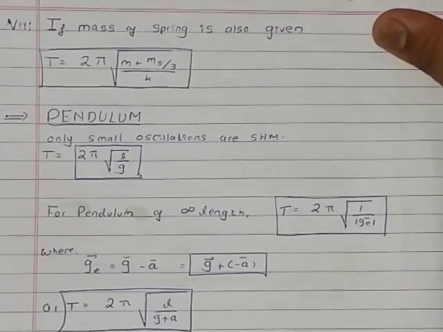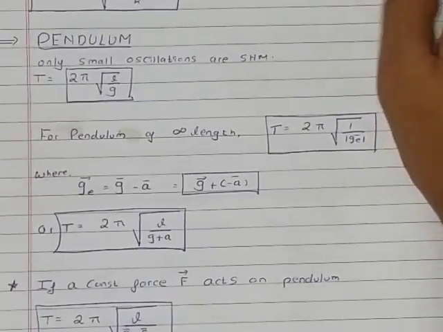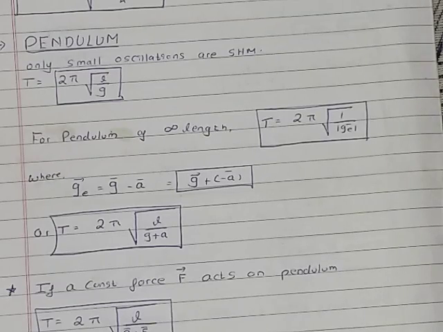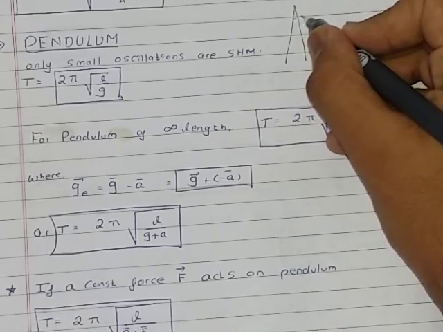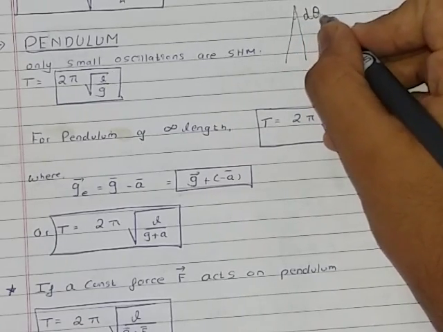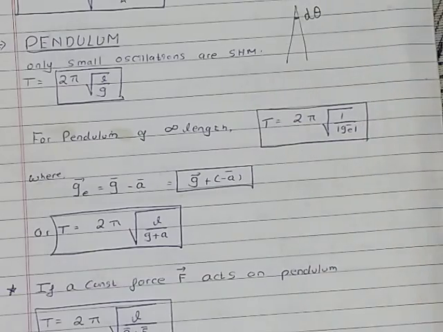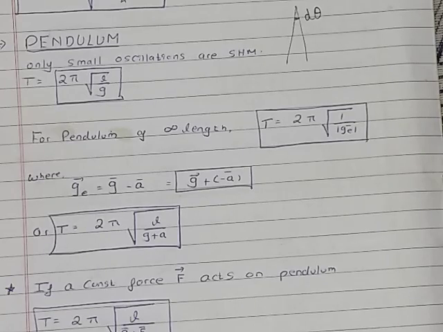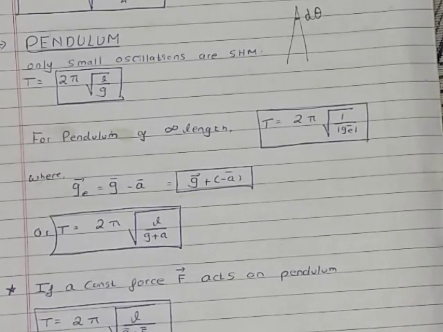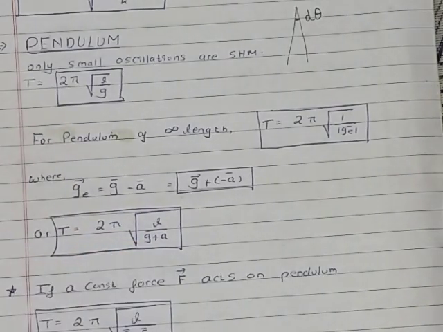Now let's get on to the pendulum. What is a pendulum? Only small oscillations are SHM. That means oscillations of a very small angle, probably d theta. Yes, very small angles. Time equals 2 pi root of L by g. We had time equals 2 pi root of m by k. Now it's time equals 2 pi root of L by g, where L is the length of the pendulum.